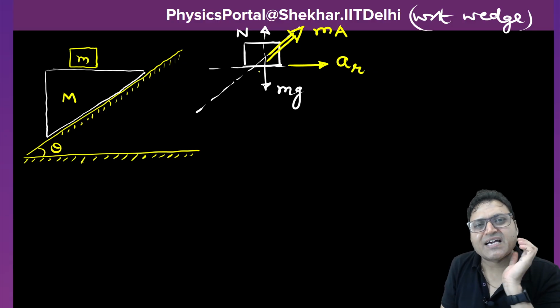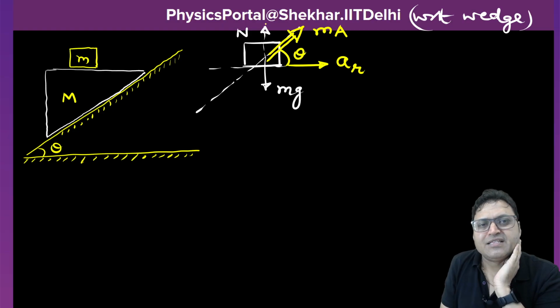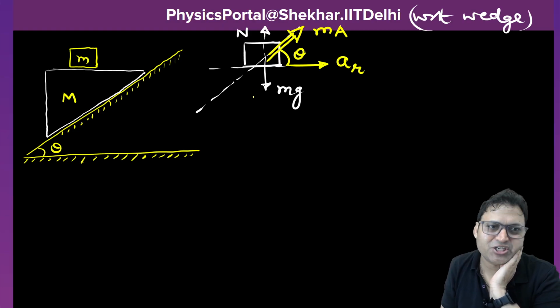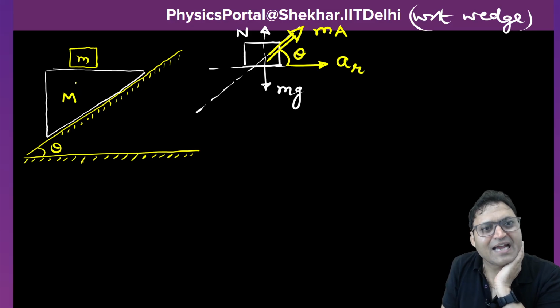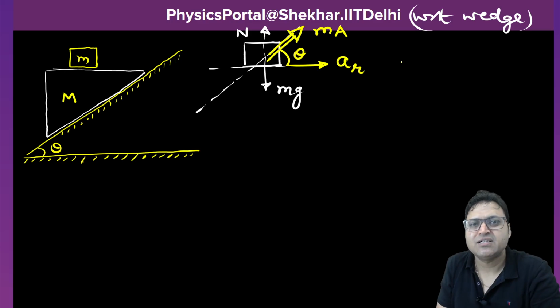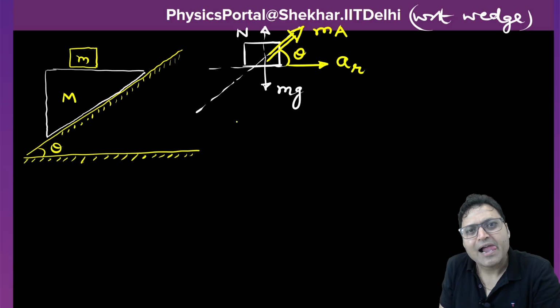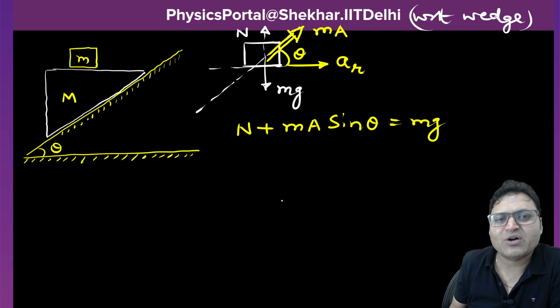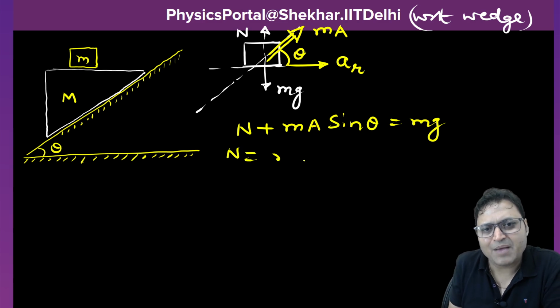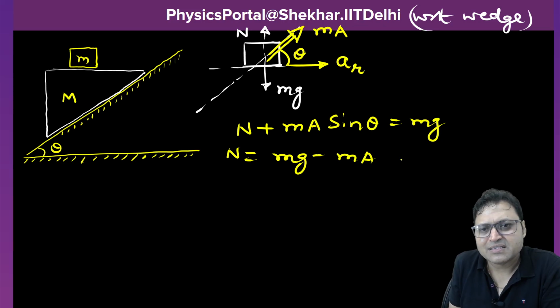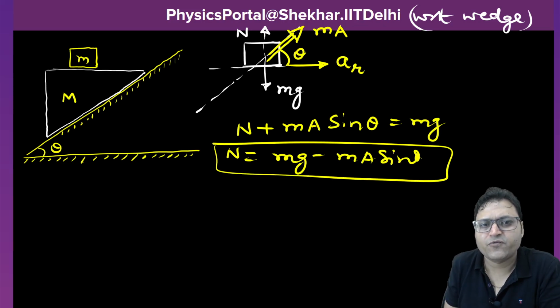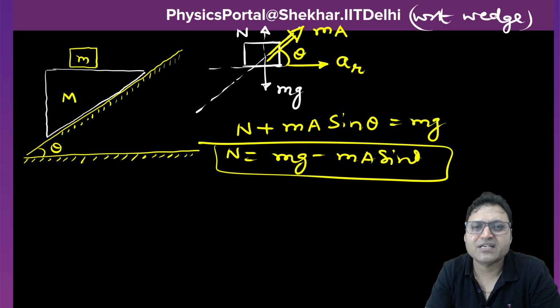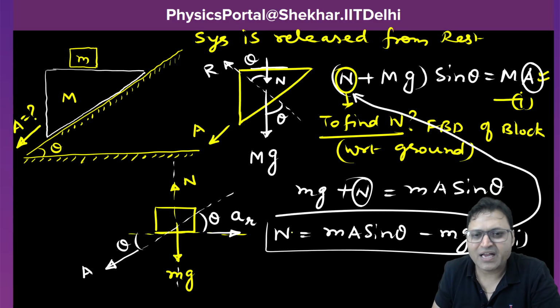So according to the wedge constraint, this angle is theta. There should not be any motion in the vertical direction. The block and the wedge should always remain in contact. There is no relative motion in the vertical direction. So from here we can say N plus ma sine theta must be equal to mg. Upward force must be equal to downward force. So from here N is equal to mg minus ma sine theta.